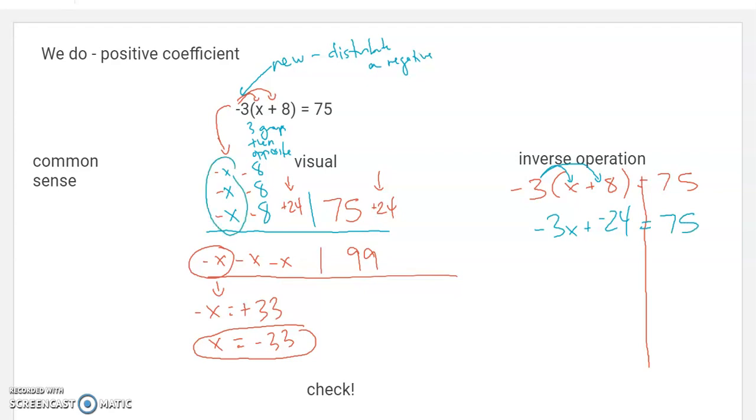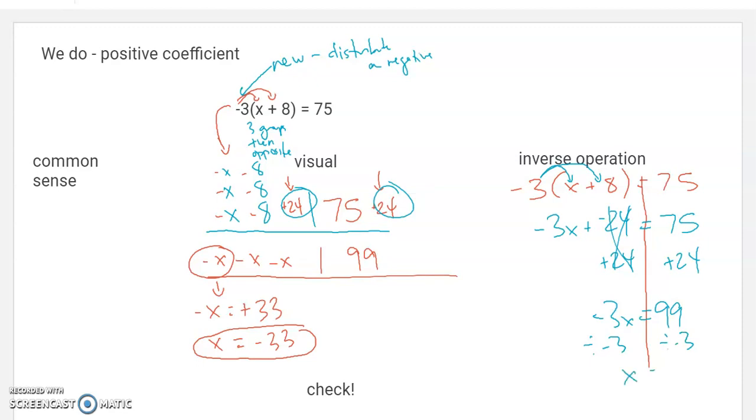Here's your negative 3x, here's your negative 24. It's always the same with both strategies. I just know you sometimes have a preference one or the other. Now we get rid of that negative 24 with a positive 24. Of course, that's exactly what we did here. Divide by negative 3, divide by negative 3, and we get that x equals negative 33. And we match.